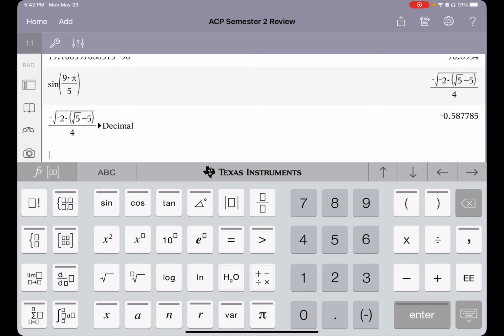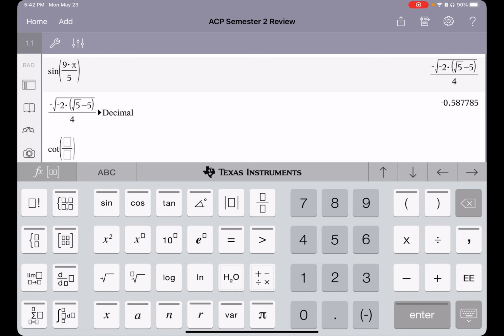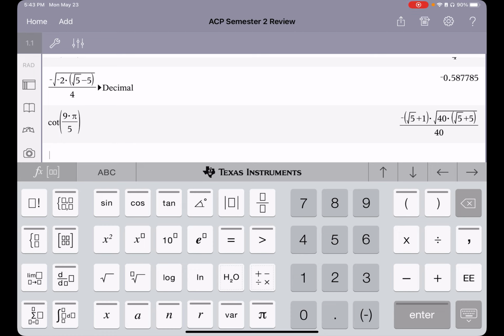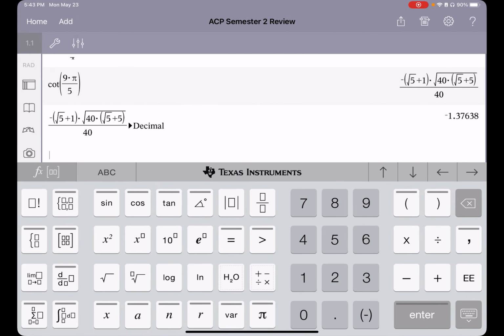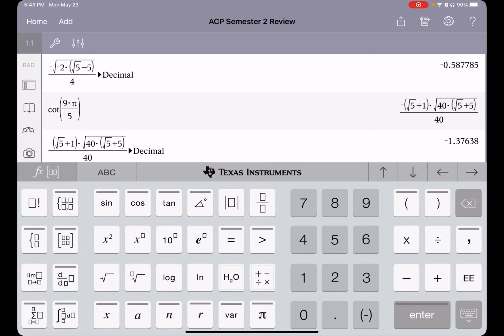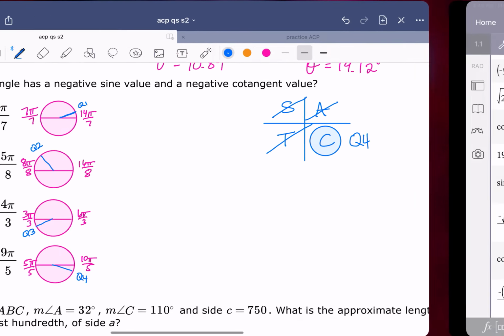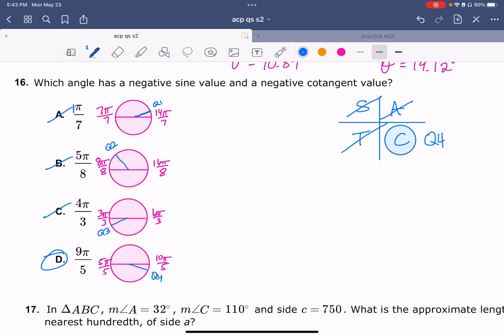That's good. Then you've got a negative cotangent of 9 pi over 5. And you press enter. Again, it's negative. Now convert it to a decimal just so you can see it better. Negative 1.3. So when you did sine and cotangent, they both give you a negative. If you did these calculations for the other 3 answer choices, it might be a mix. It'll be a mix of positive, positive, negative, positive, positive, negative. But only the last one is negative, negative. And so that's why the correct answer is D.